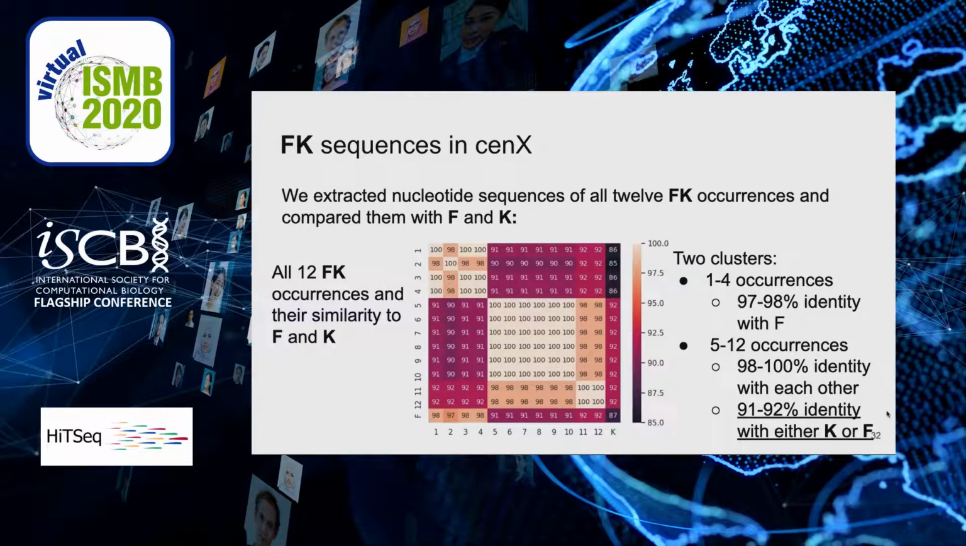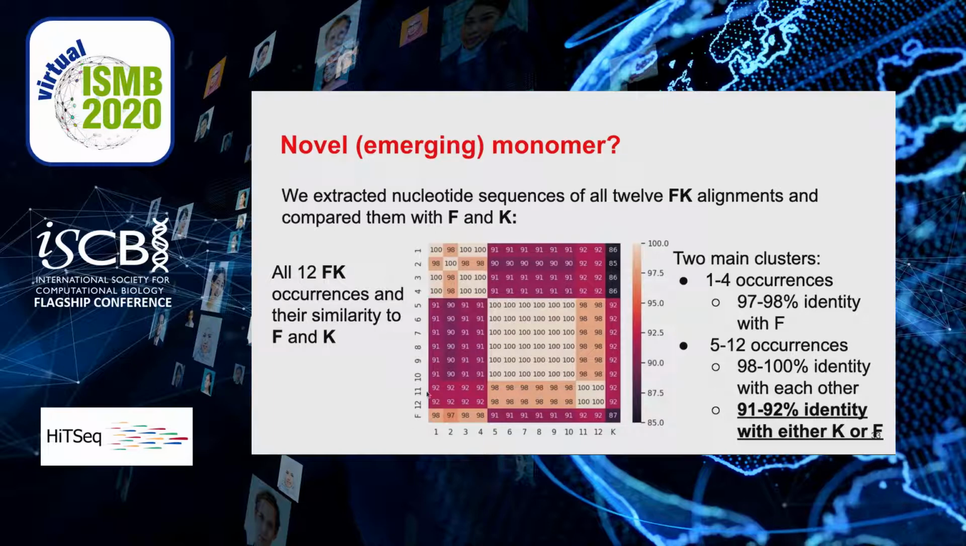Then we extracted all FK nucleotide sequences in assembly and aligned them to each other and to monomers F and K. The heat map demonstrates similarities of all pairs. As you can see, there are 2 clusters. The sequences in the first cluster are very similar to each other and to monomer F, so they represent a variant of monomer F. The sequences of the second cluster are also very similar to each other, but distant both from F and K, and actually from all other monomers too.